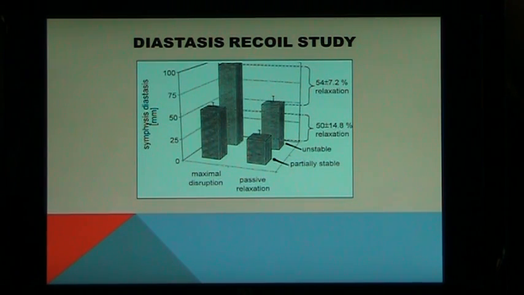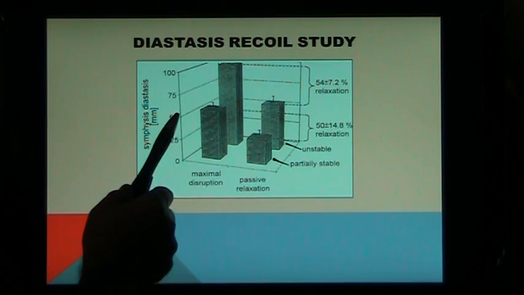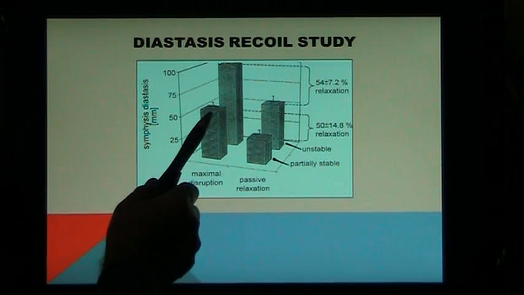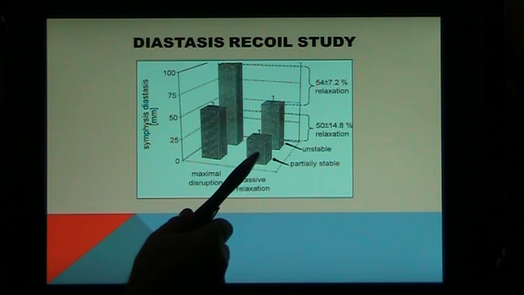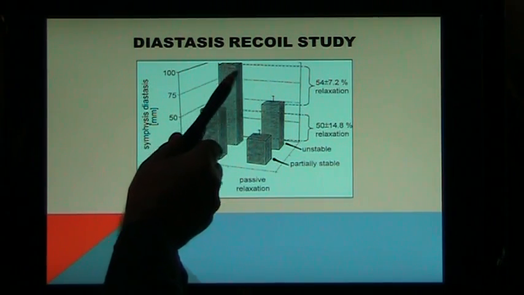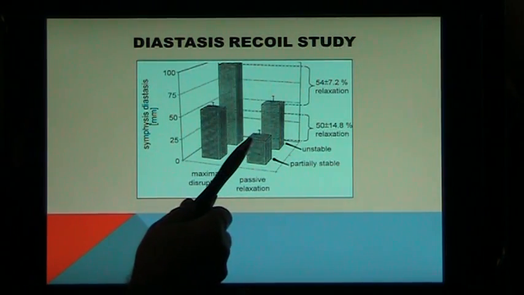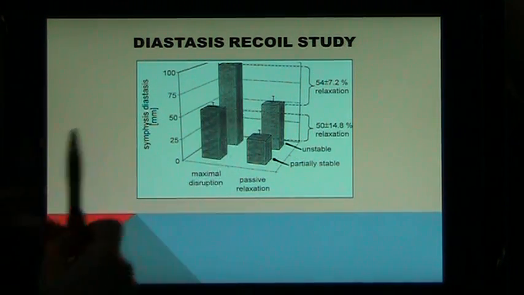Now we're getting back to that recoil study we mentioned. This is the initial diastasis of 50 millimeters, and this is the relaxation that happened a short time thereafter when the forces were removed. Here's a very severe injury, and when the forces were removed, you can see in both of them approximately a 50% reduction in that width.